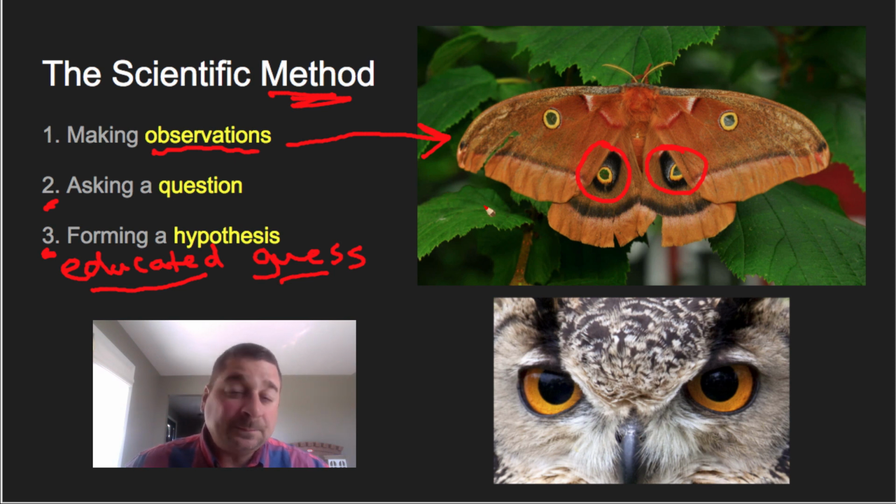And let's say in your research you find some predators of moths are birds, and some predators of those birds are owls. And you come across these owl pictures and you're like, those spots on the moth wing look a lot like owl eyes. So you come up with a hypothesis that maybe the moths have these spots to look like owl eyes to scare away the birds that are their predators.